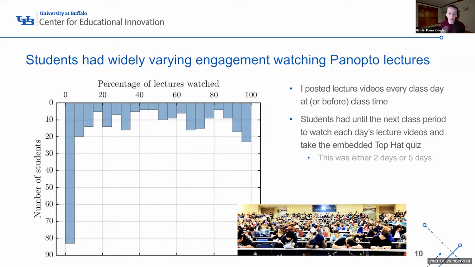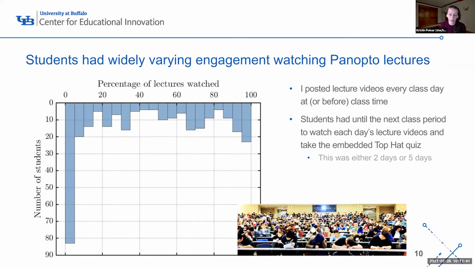And Panopto even reports back to you what fraction of each video was watched. So for instance, if a student watched the first 80% of a lecture and then quit, and they did that for every lecture that they watched, say that was 80% of the available lectures, then they would show up on this histogram in the 64% bin, 80% of 80%.